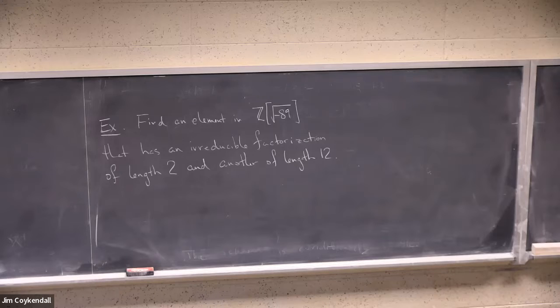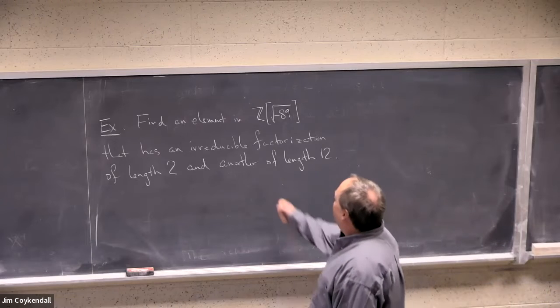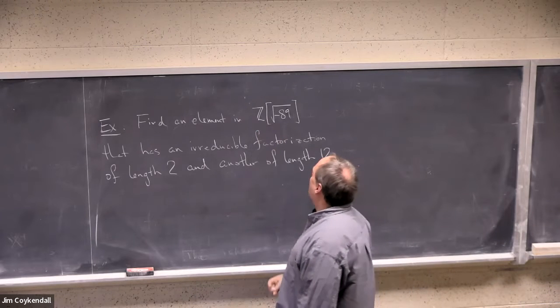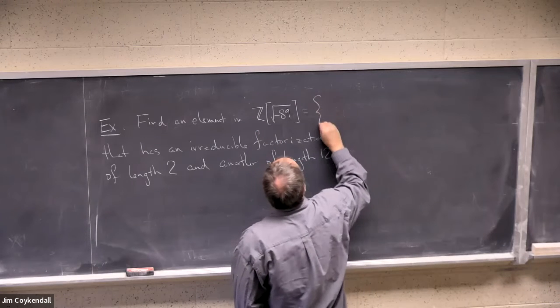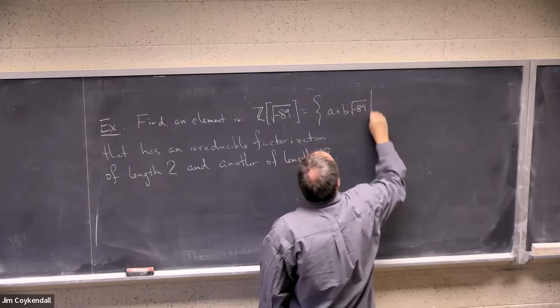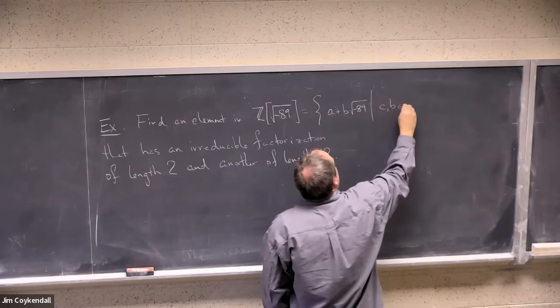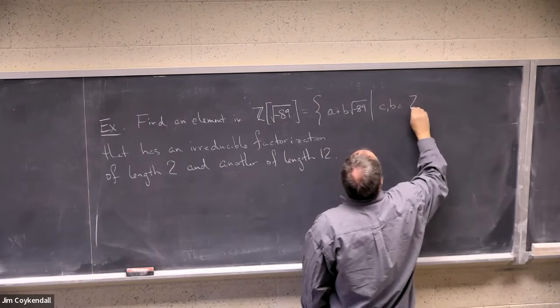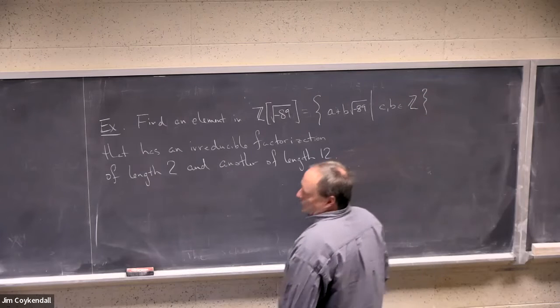And he got really angry about this because he said, now I'm in a graduate level topics course, and I had to use a calculator in the course. So find an element in Z adjoined with the square root of -89 that has an irreducible factorization of length 2. That's not so hard to find. And another one of length 12.